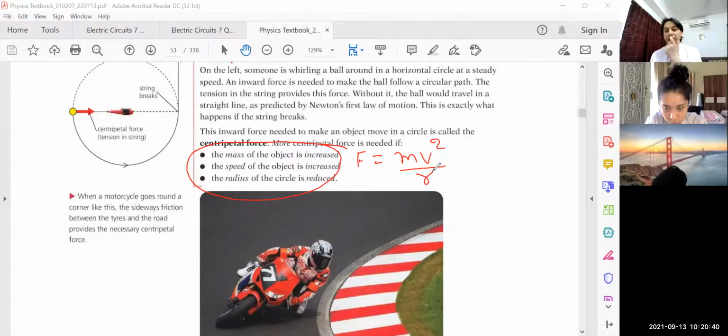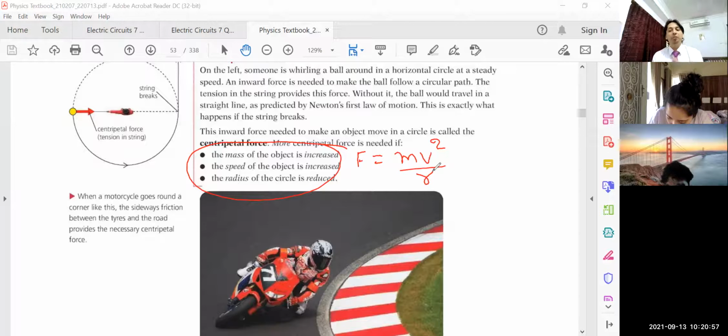This is the mathematical equation for the centripetal force. You may note it down, children: mv square divided by r. What is m here? Mass of the moving object. What is v? Velocity of the moving object. What is r? Radius of that circular path. So mv square and r, please remember this fact.